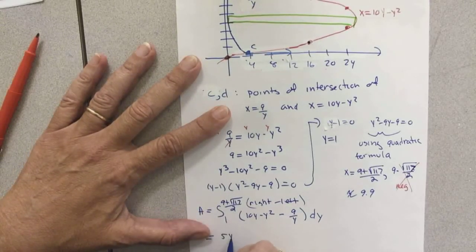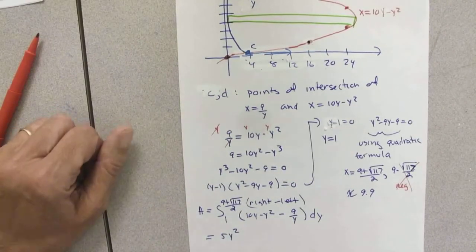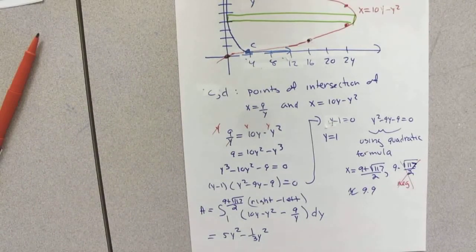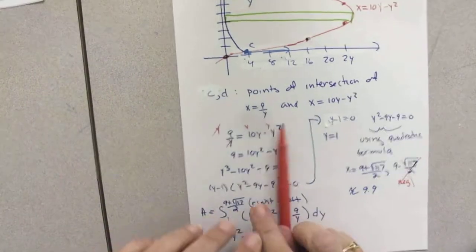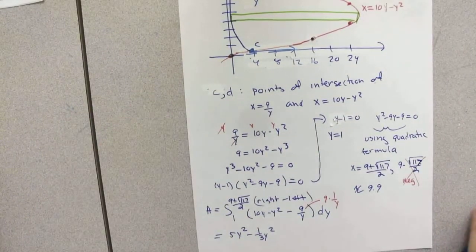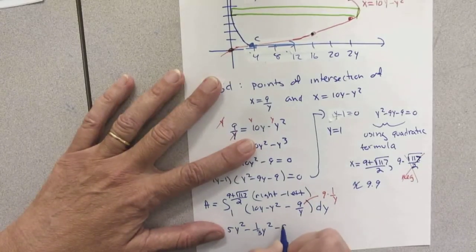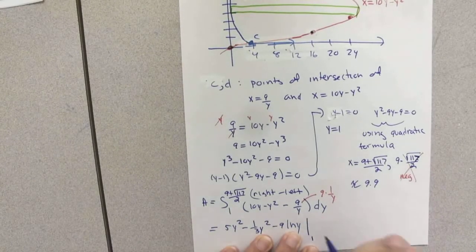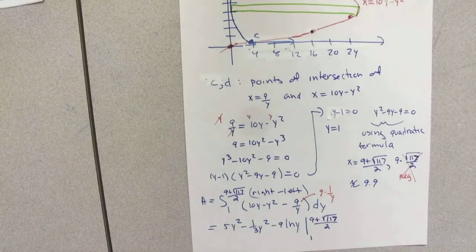So increase the exponent by 1, multiply by the reciprocal of the new exponent. Increase the exponent by 1, multiply by the reciprocal of the new exponent. And please note there that that's 9 times 1 over y. So that 9 is just a coefficient, and then the antiderivative of 1 over y would be the natural log of y, evaluated from 1 to 9 plus square root of 117 over 2, and now it's arithmetic, and I am not interested in doing that arithmetic, so I'm not going to do that arithmetic.